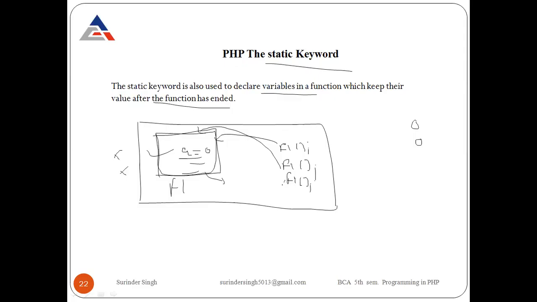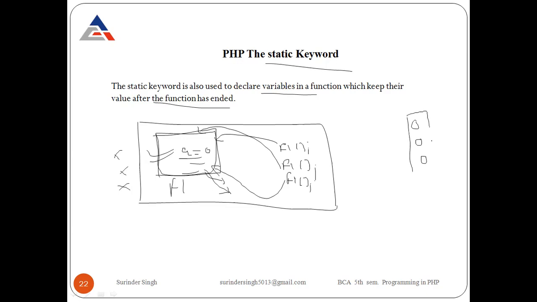Then on the third call, a will be created in memory. Again, a new a will be created and assigned the value 0. And when we print it, it will print 0. And when control exits from this function, the third time a will be removed from memory. Clear?